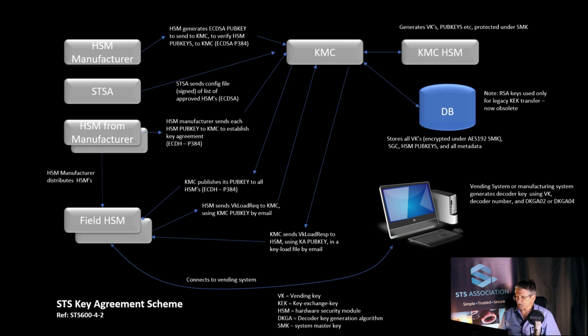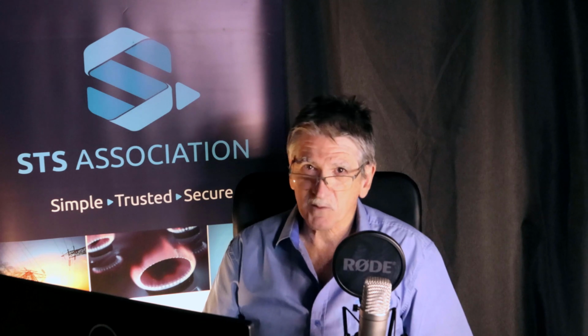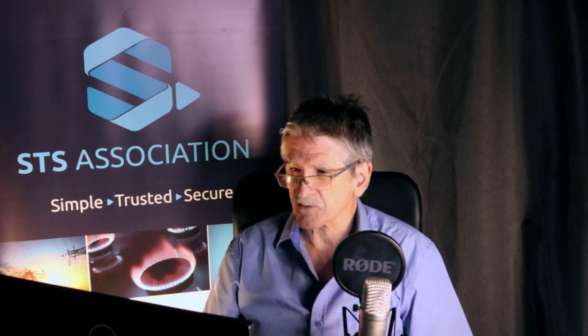The system will generate decoder keys using the vending key that it's got out of the vending key load response, using either DKGA02 or DKGA04. And then tokens can be generated, and these are encrypted under the decoder key with EA07, which is a 64-bit algorithm, or EA11, which is a 128-bit algorithm. That's quite a mouthful, but it's essentially how the system works.